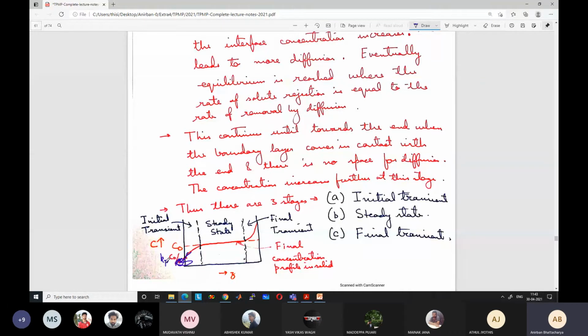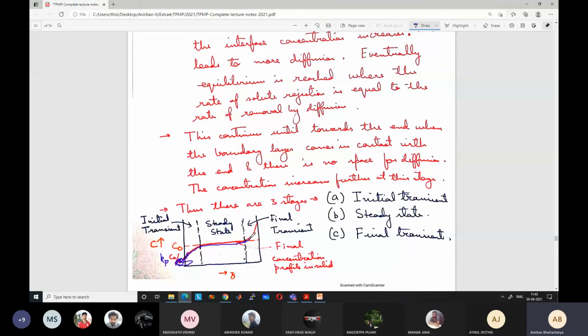So it reaches steady state. In the steady state, the solid forms at C0, liquid is at C0 by Kp, and then it proceeds at C0. And when the boundary layer comes in contact with the final boundary, then again the concentration starts building up in both the liquid and the solid. So concentration in the solid increases.